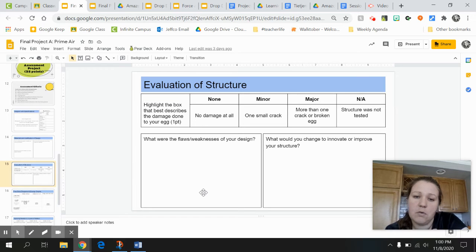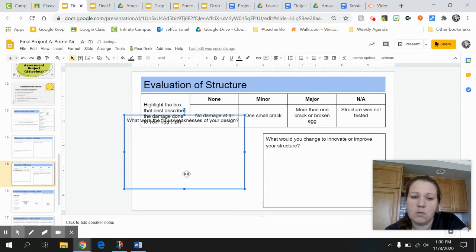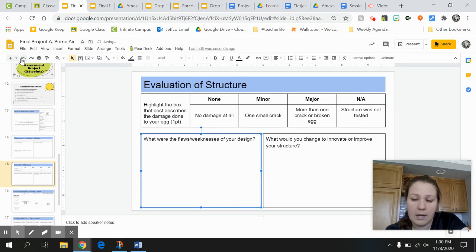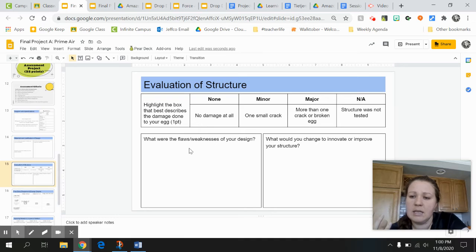Okay, definitely don't write that there are no flaws. Even if you were successful and your egg was protected, you could start thinking about, were there certain materials that you could have changed to make it more eco-friendly? Or were there ways you could have made it less massive, so then the drone could conserve more energy? Or even thinking about, is it possible that you could save more than one egg? How would you do that? Maybe the flaw of your design is that it only saves one egg.